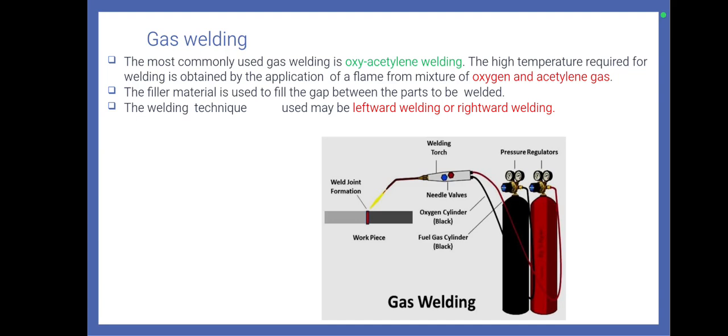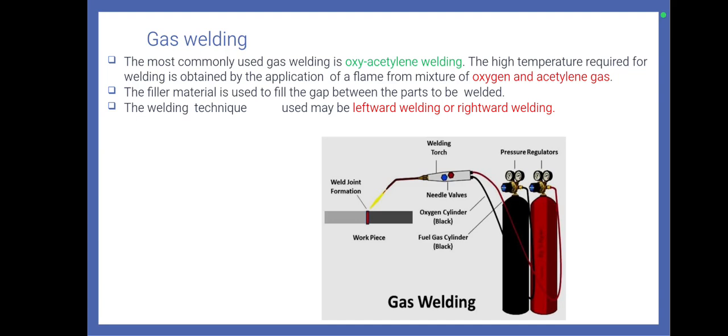In this process, a gas flame is used to melt the edges of the metal parts to be joined and allowed to solidify, thus forming the required joint. A filler material of similar composition and melting temperature may also be used to fill the gap between the parts to be welded. There are different combinations of gases used to obtain the hot flame.